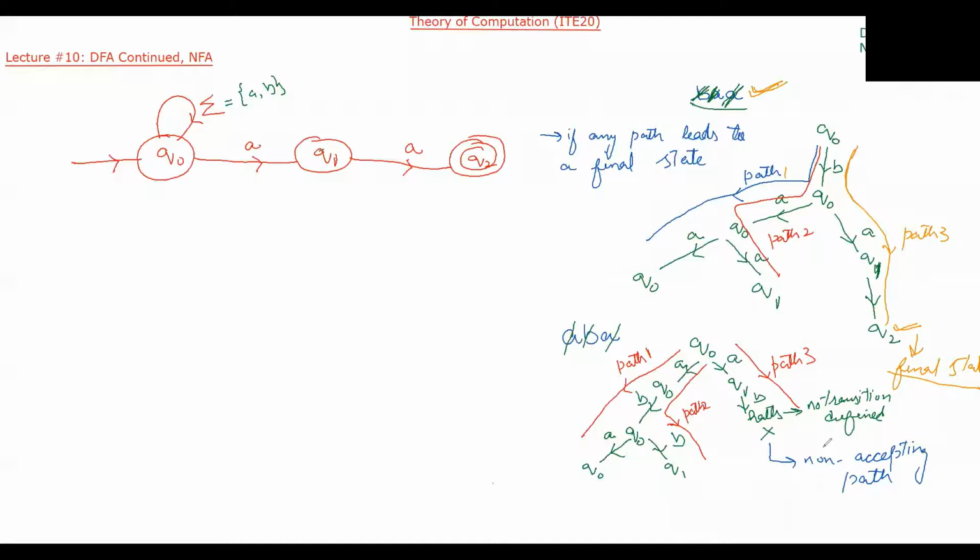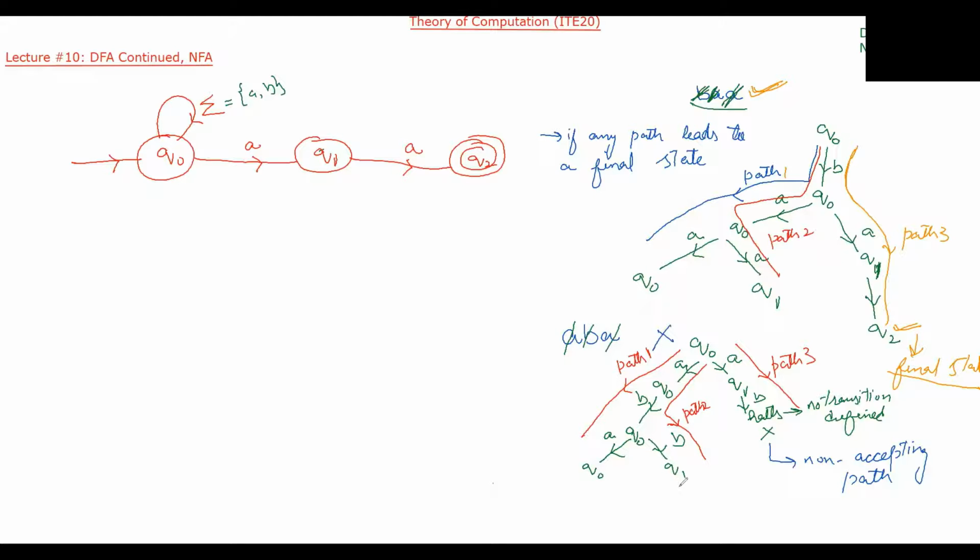Okay. So you have to remember that a path that halts, or we can say the path for which there is no transition on a particular symbol, that is called a non-accepting path. Now, as I said, there are three paths, path 1, path 2, path 3. And I am saying if any path leads to a final state, then that particular string will be accepted. Is there any path that leads to a final state? Path 1. Path 1 leads to Q0. Q0 is not a final state. So this does not lead to a final state.